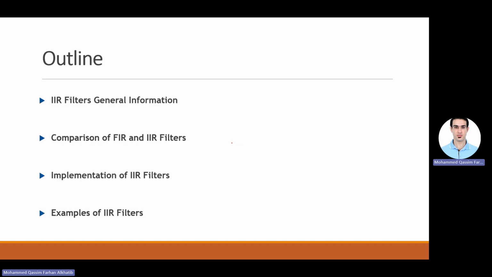So here is the outline. We'll talk about some general information and some basic comparison. We'll see that FIR has the advantage of simplicity and is always stable. IIR is a little bit complicated and sometimes not stable, but assuming two filters of the same order, IIR will do a better job when compared to FIR. So you need fewer coefficients when compared to FIR. And we'll look at some implementations and examples of IIR filters.